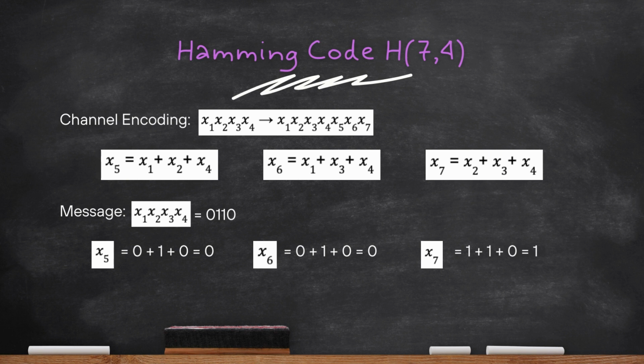And lastly, we have x sub 7, which is equal to x sub 2 plus x sub 3 plus x sub 4. So we have 1 plus 1 plus 0, which is also equal to 0 since 1 plus 1 is equal to 2 and 2 is an even number. We will then complete the code word from x sub 1 to x sub 7, which is equal to 0110001.